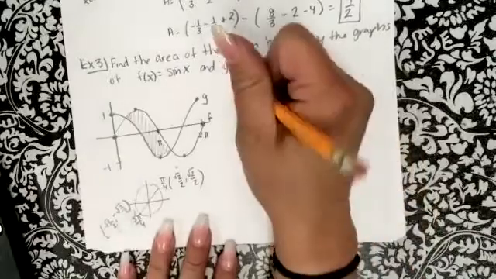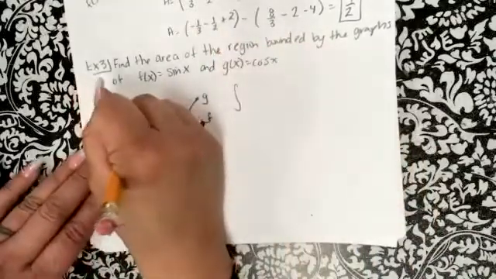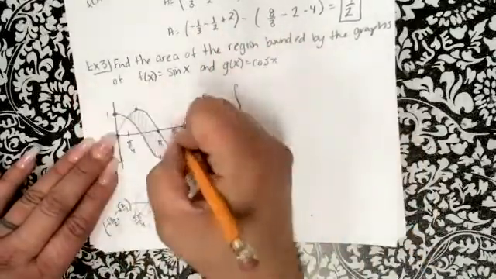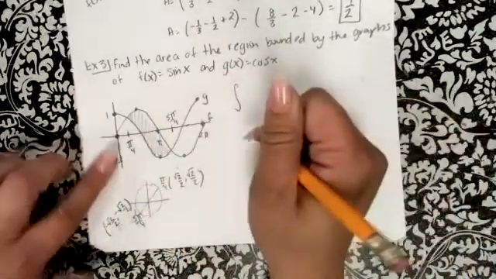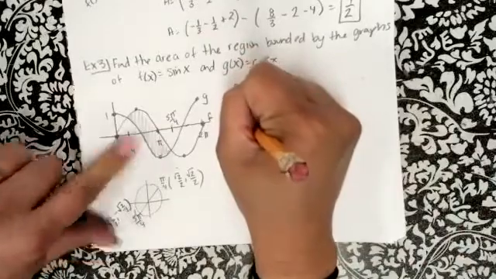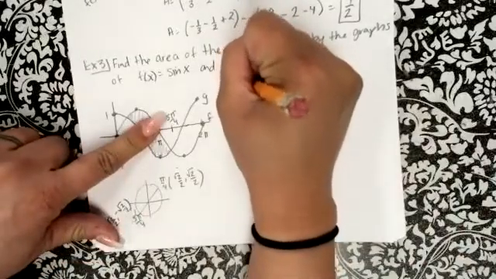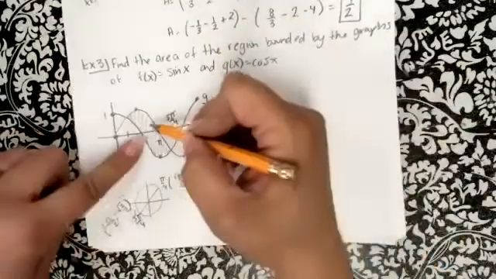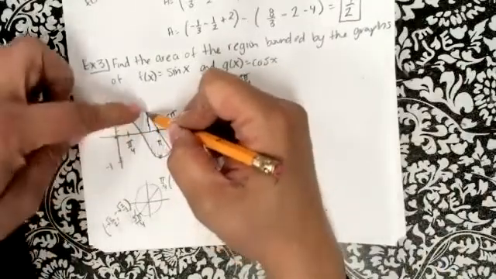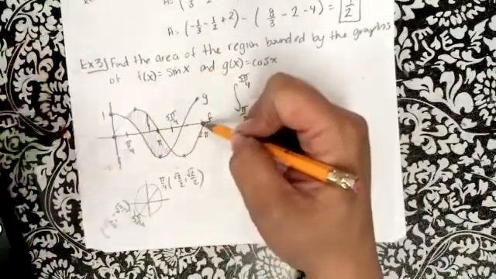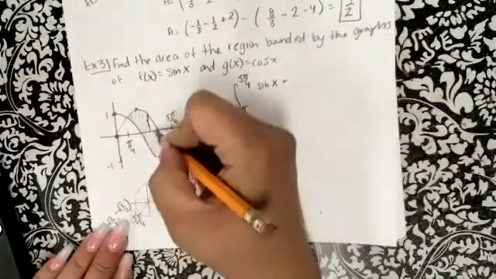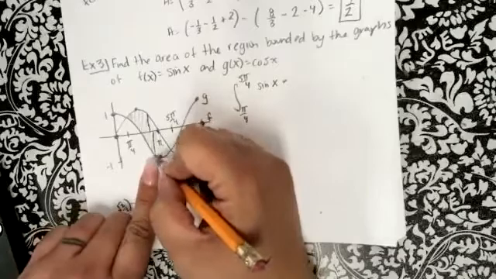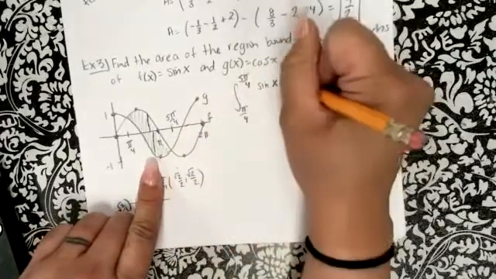So when we're doing our boundaries, this right here is the positive pi over 4. This right here is the 5 pi over 4. So my lower bound is going to be pi over 4. My upper bound is 5 pi over 4. The upper curve is this one, which is the f, and the f is going to be the sine of x. The lower one is this one down here, which is the g, and the g is the cosine of x.